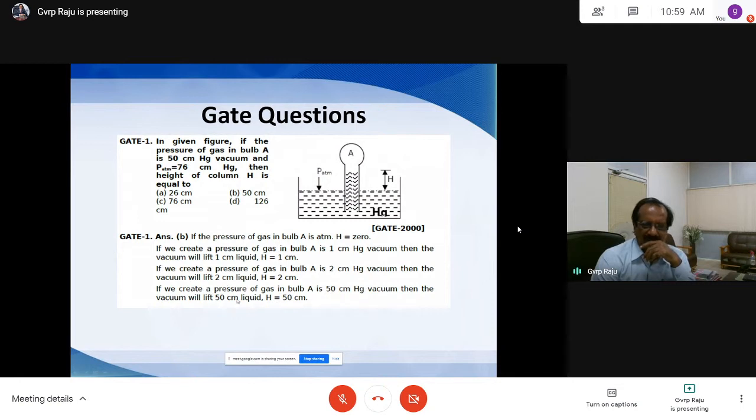If you create a pressure of the gas in bulb A of 50 centimeters of Hg vacuum, then the vacuum will lift 50 centimeters of liquid. H is 50. So straight away you can take 50 here, not 76. 76 is the atmosphere. It cannot be 26 here, cannot be 126, only 50 here. So question 1 answer is B.